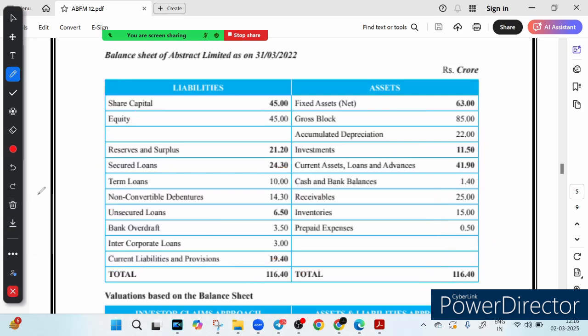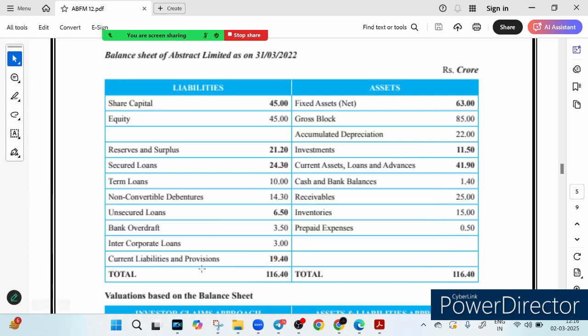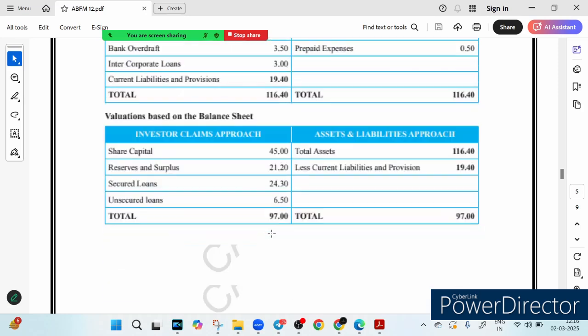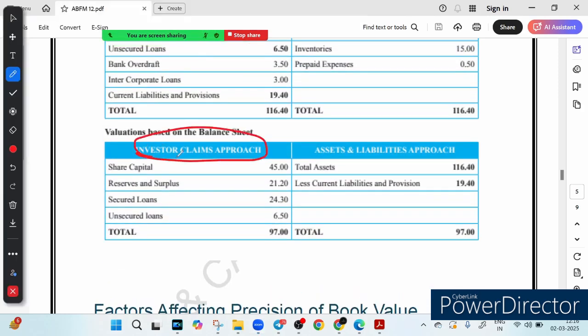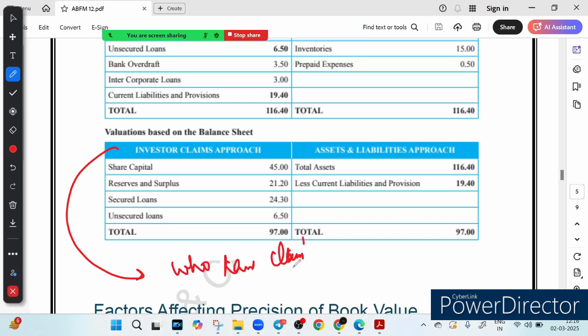So we have two valuation methods, right? The first is called the investor claim approach. On the left side you will see the investor claim approach, and on the right side you have the asset and liability approach. Investor claim approach means who has a claim on the company, right? I told you earlier also about stakeholders who have a claim on the company. One claim is for share capital, reserves and surplus, secured loan, unsecured loan. This approach calculates what remains for investors after paying the debts.